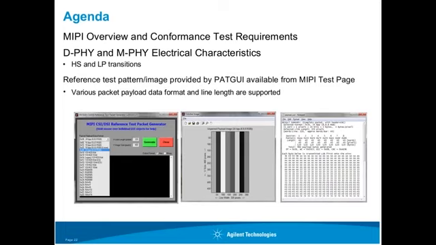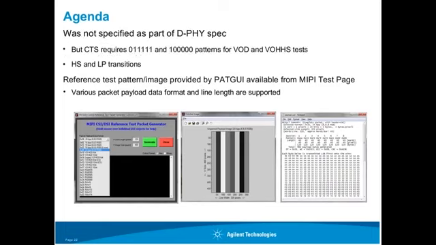So the first thing to consider is the test pattern requirement for transmitter tests. Under D-PHY, the test patterns are not defined in the spec, but the CTS does require the 0-1-1-1-1-1 and the 1-0-0-0-0-0 patterns in the high-speed mode. It also requires a signal to transition between high-speed and low power for timing measurements.